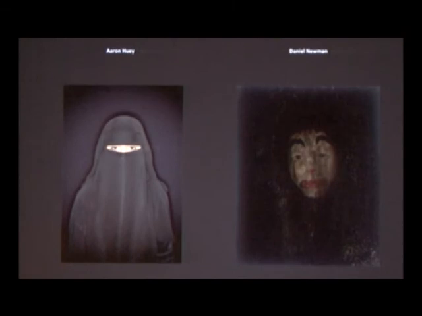On the left is a photograph from Aaron Hui, and on the right is one of Daniel Newman's black paintings, which are amazing. He takes found paintings and stains them with black, oftentimes cropping out like 99% of the painting, just a very small amount is visible. But it's a really amazing series.